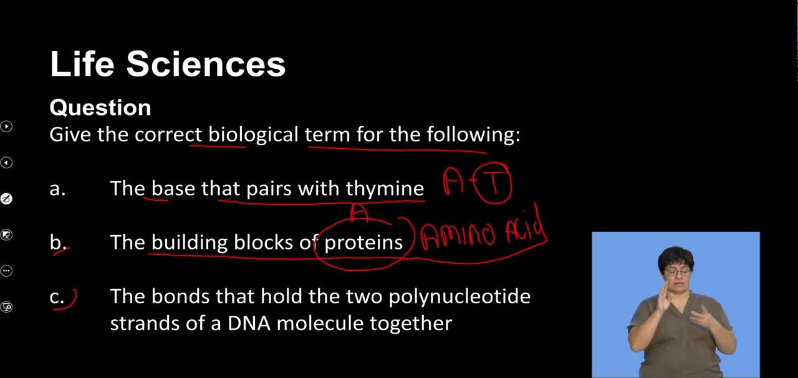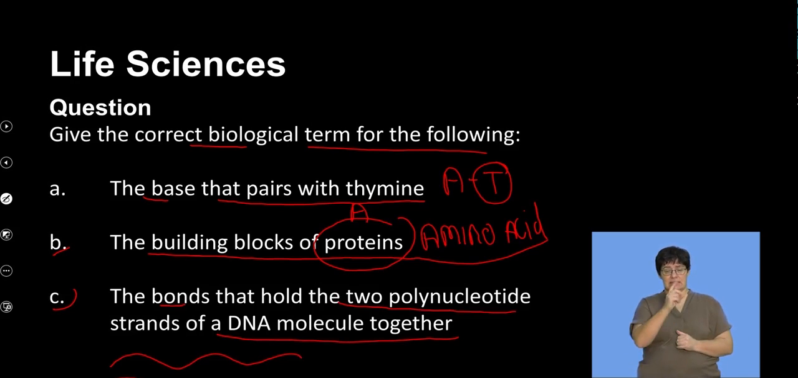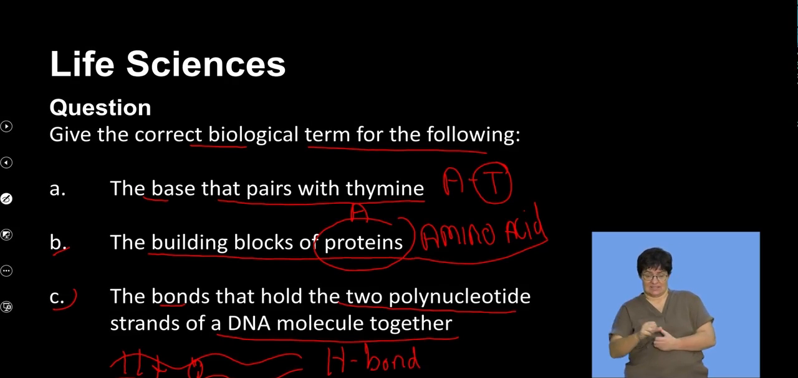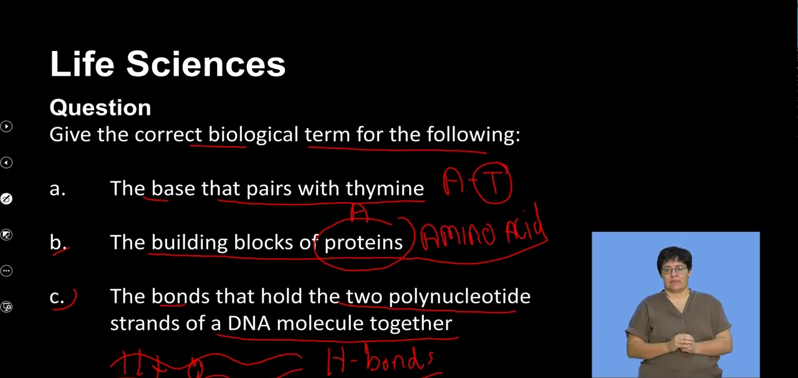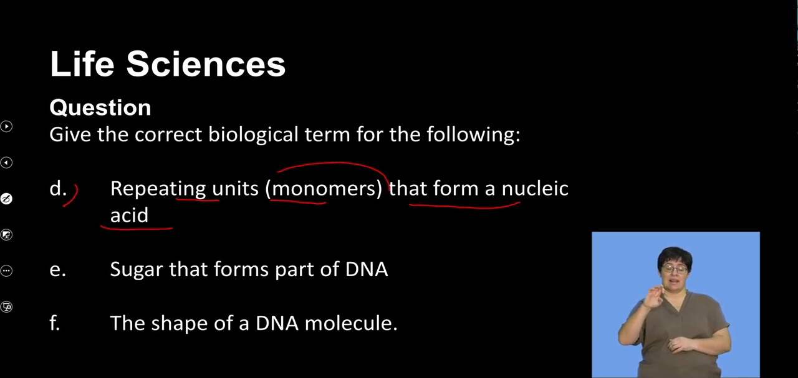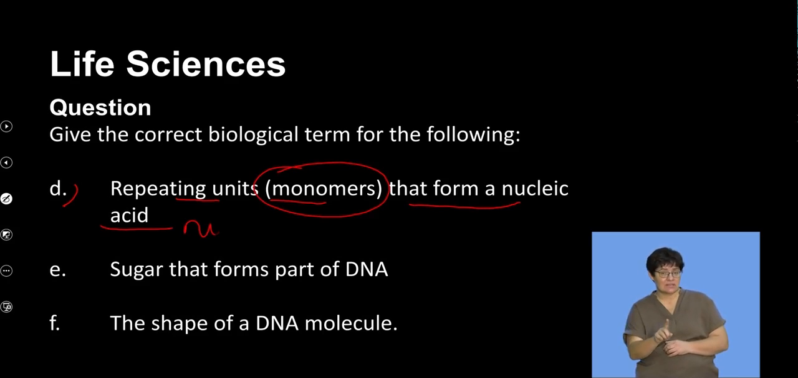Let's look at C: the bonds that hold the two polynucleotide strands of DNA molecules together. We said that DNA is double-stranded and it has these complementary base pairs. They are held together in the middle by what we refer to as hydrogen bonds. So it's hydrogen bonds that hold these complementary base pairs together. D: repeating units or monomers that form a nucleic acid. So the repeating monomers of nucleic acids are called nucleotides.